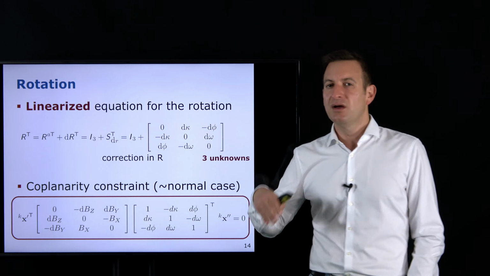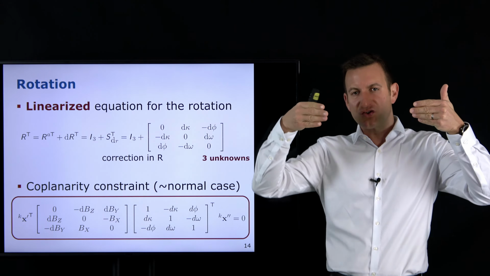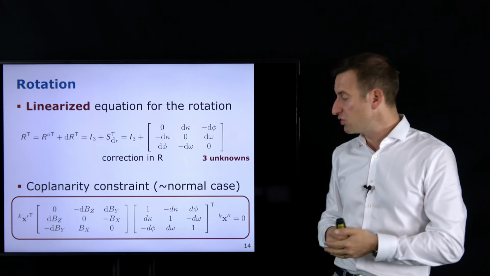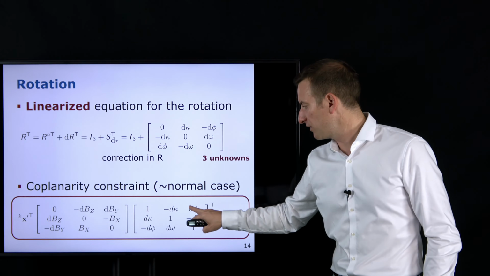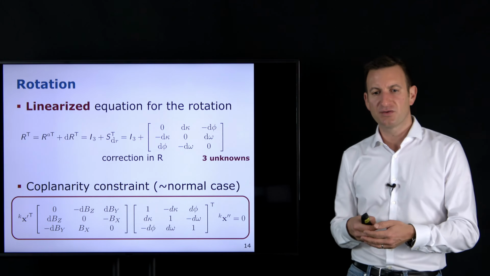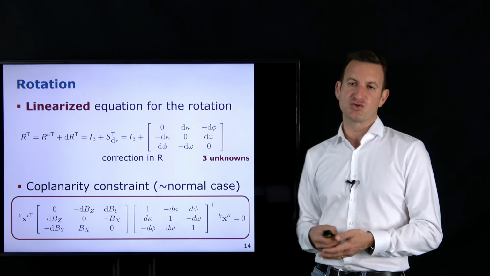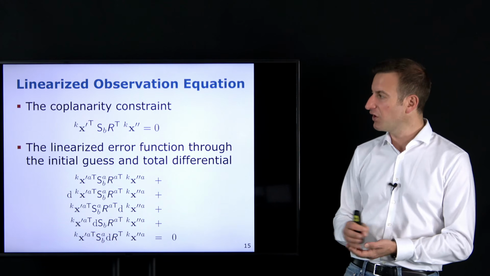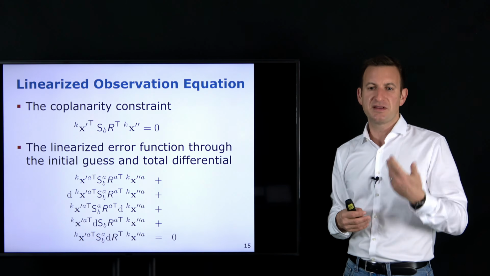So we're starting with the same orientation of the camera, and then we can apply small changes to one of the cameras. So a small roll, a small pitch, and a small yaw angle. And this is encoded in those three parameters over here. Okay, so this is the coplanarity constraint if we are close to the stereo normal case under the assumption of this linearization over here.